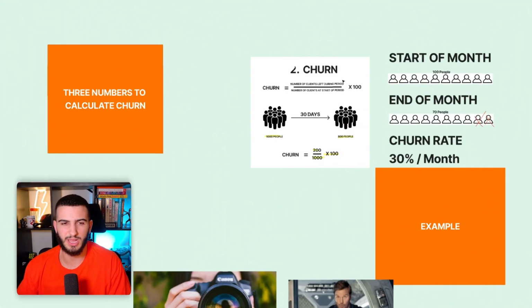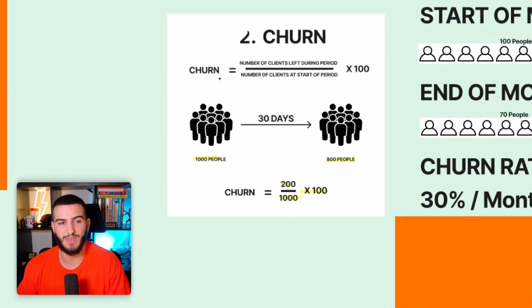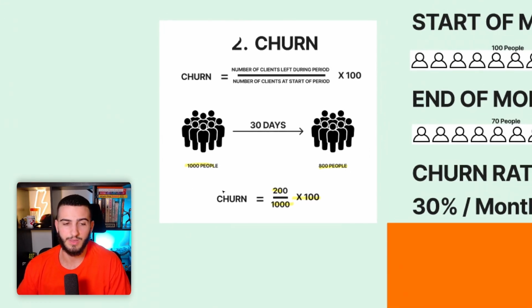Now, I literally have a 5-minute video that will show you how you can calculate the churn rate in your agency. I'm going to link it at the end of this video so you can calculate it. But for now, the easiest way to calculate churn is to divide the number of clients that left during the period by the number of clients at the start of the period, and then multiply by 100 to get a percentage. So for example, if you have 1,000 people that join your agency and after 30 days, 200 of those people leave, then your churn rate is 20%, 200 divided by 1,000.